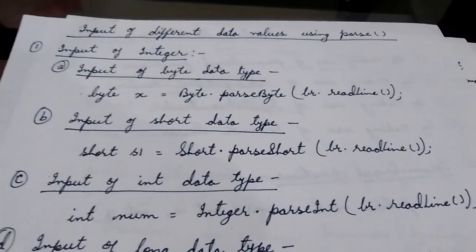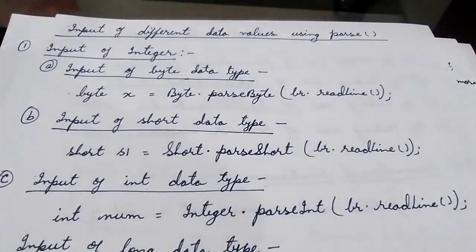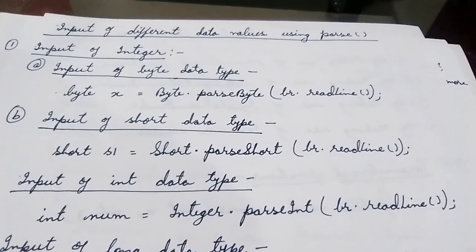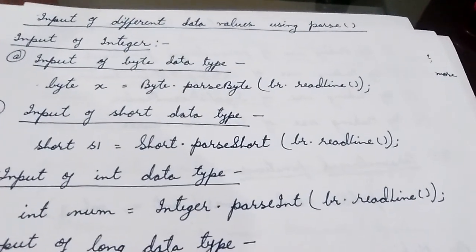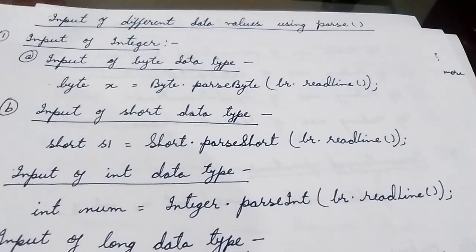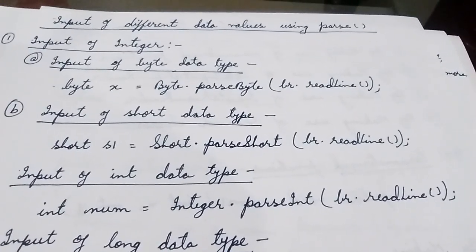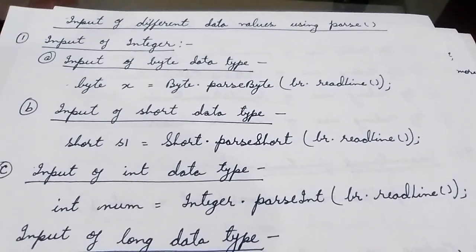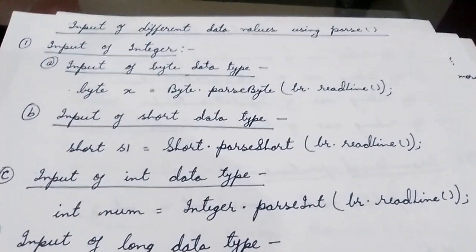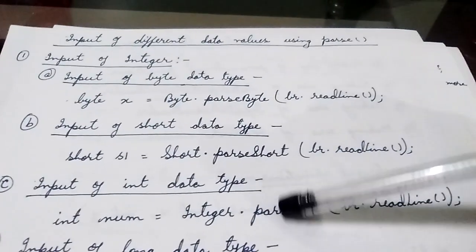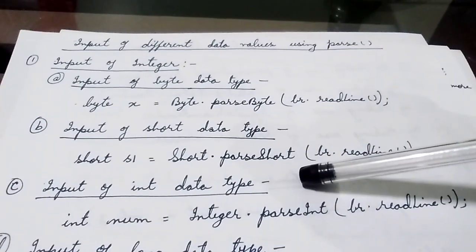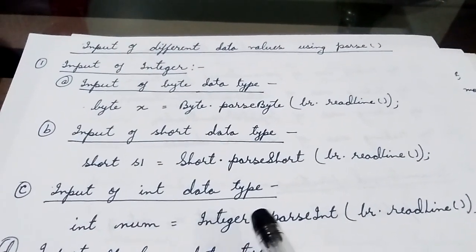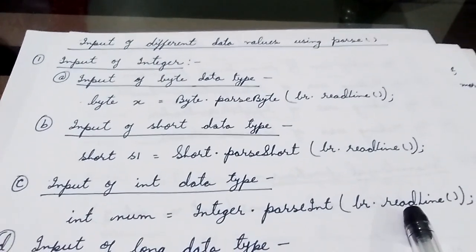The next example we see is input of int data type. int num equals Integer.parseInt(br.readLine()). We are aware of the readLine function. It reads more than one character including white space from the buffer because we are using br, that is the object of BufferedReader. All this method is applicable when we are using BufferedReader in our program for taking inputs. So int num equals Integer.parseInt(br.readLine()).